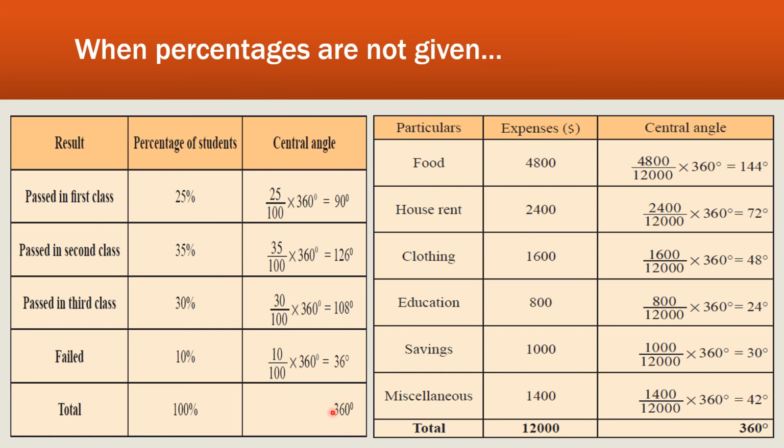Now consider that you are not given percentages. So you have the actual figures of expenses on food, house rent, clothing, education, savings, and other expenditures. What you have to do in that case is total up all the expenses. So you get the value 12,000. Now how do you convert this to the degrees of the angle? Very simple. You take 4,800, divide it by the total, that is 12,000, and multiply it by 360 degrees. And you get 144 degrees of the angle.